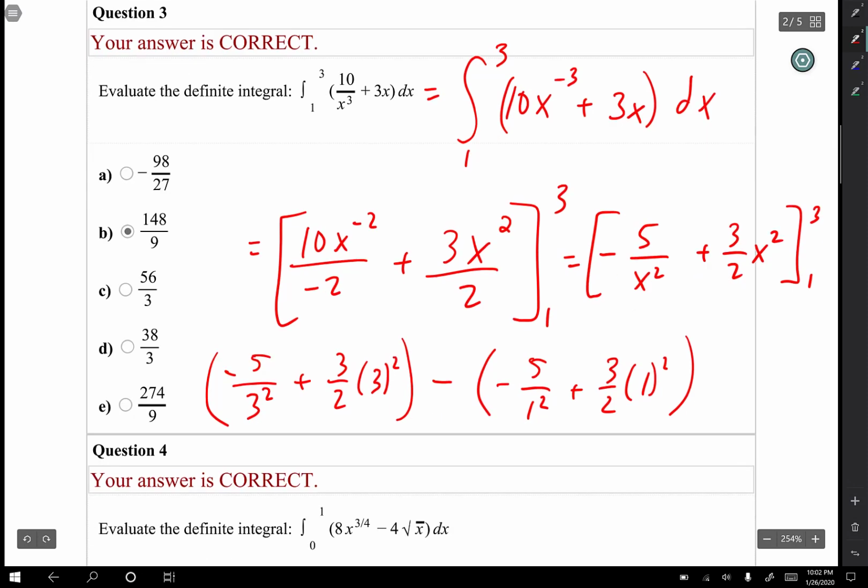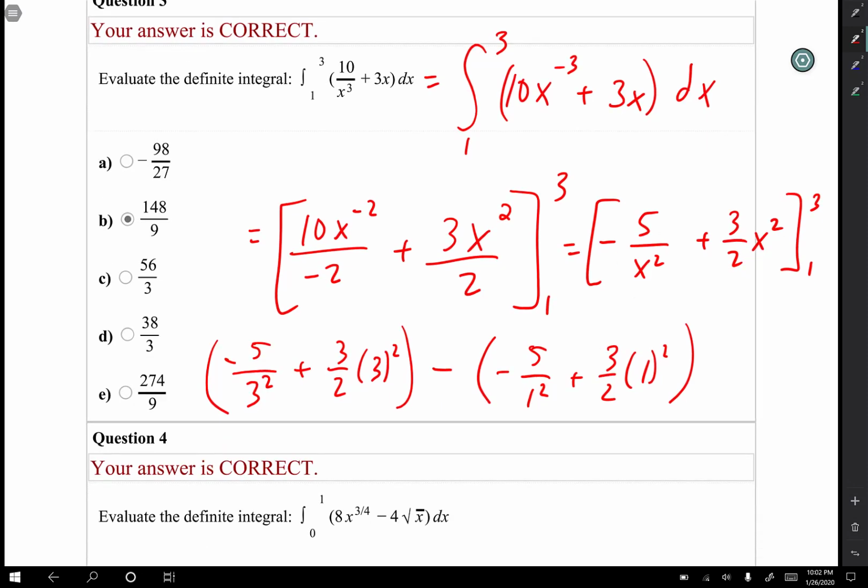So let's see if we can do this. I haven't picked up a calculator yet, guys. Let's see if we can do this without a calculator. So let's see. This guy here is going to be -5/9 plus, and then 3 squared is 9. 9 times 3 is 27. So 27/2 minus, and then that's just going to be -5, and that's going to be a plus 3/2.